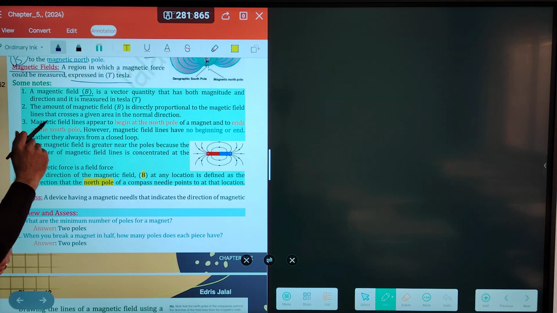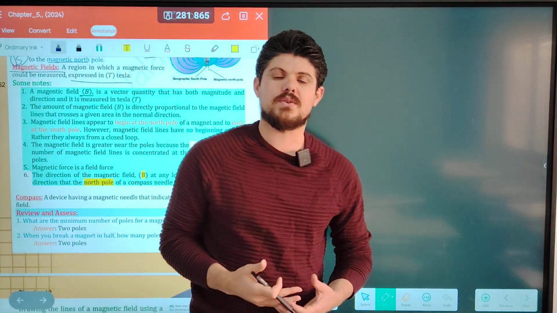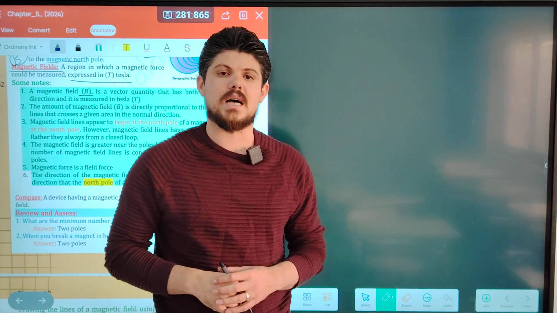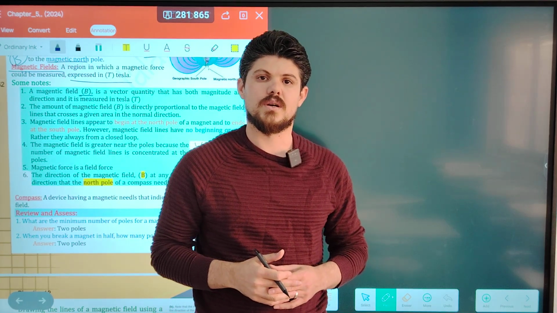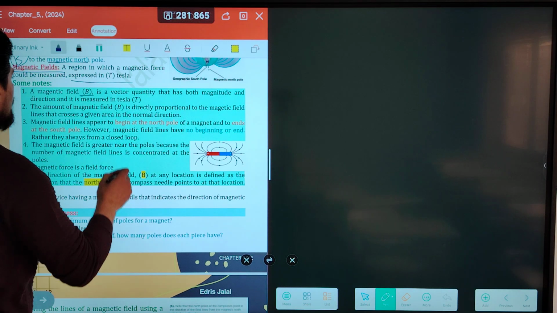A magnetic field is a vector quantity. Why is the magnetic field a vector quantity? What do you mean by vector quantity in physics? A quantity that has both magnitude and direction, okay? In the magnetic field, we have both magnitude and direction.